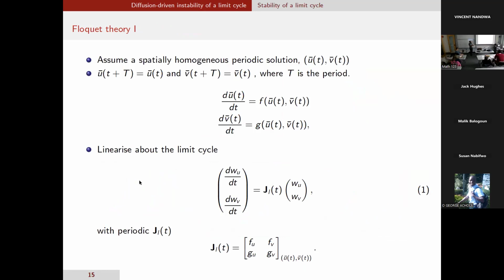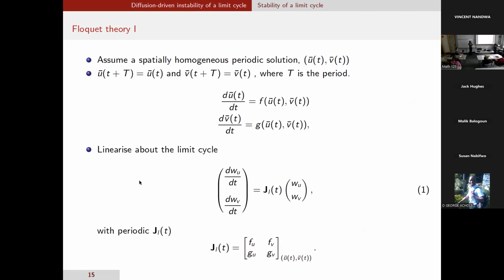To study that, I look at Floquet theory. Assume we have a reaction-diffusion system having periodic solutions which are spatially homogeneous. If these are periodic and spatially homogeneous, they must satisfy this type of ODE, where these are periodic with the period, which I call T. So the aim is first to understand how we test the stability of this limit cycle.